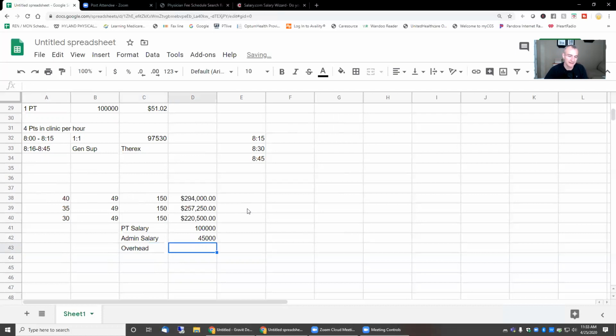overhead, which is kind of a tough one to try and estimate. Let's say we're looking at 4,500 times 12, 54,000. That leaves us with this minus parentheses, this plus this plus this.